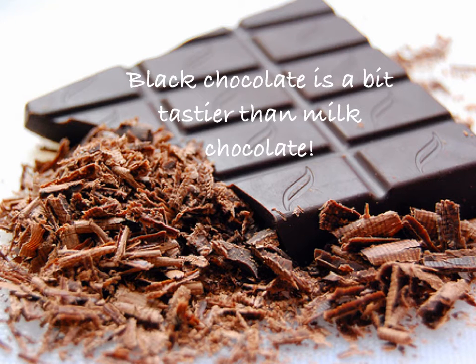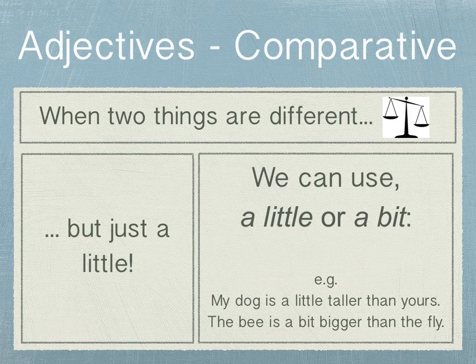When the difference is little, we could say, for example, dark chocolate is a bit tastier than milk chocolate. Still, 2 things are different, but just a little. So we can use 2 different options, a little or a bit.